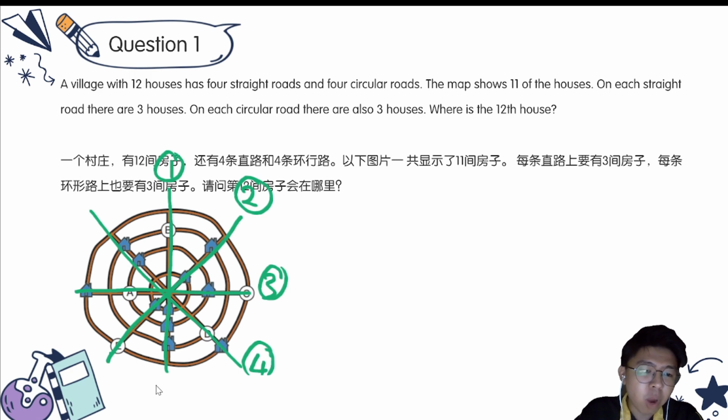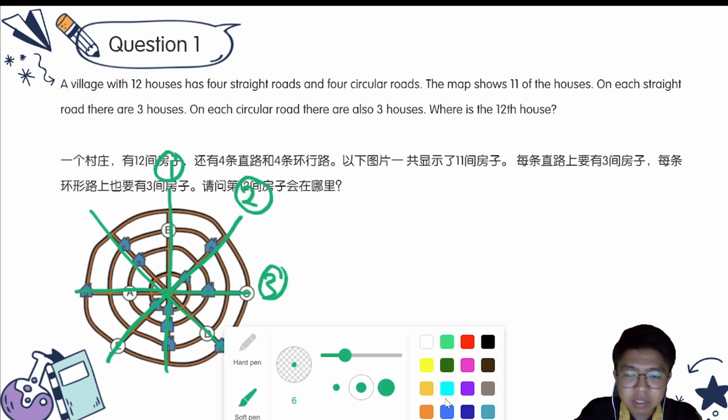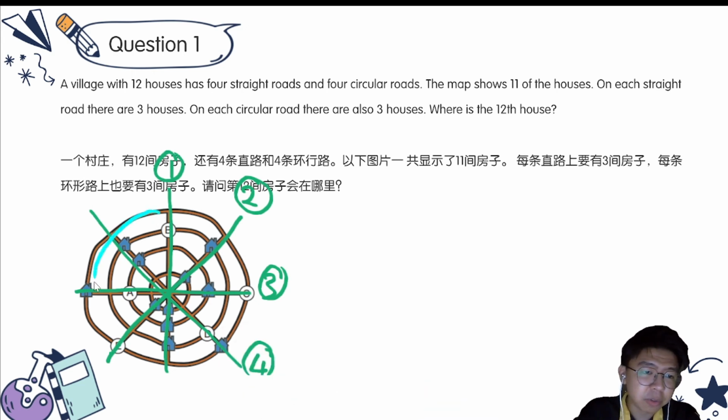Yes. But why didn't we label this part? Because this is under the first straight line, right? So we don't have to label that. And for the next sentence, it says that on each circular road, there are 3 houses, which means this is the circular road, right? This is one of them, and this is another circular road, and this is another one, and also this one.